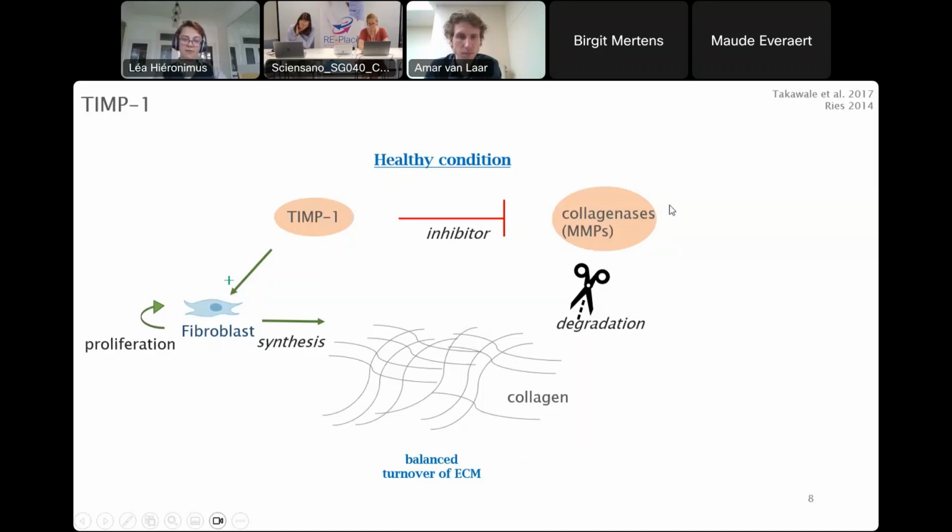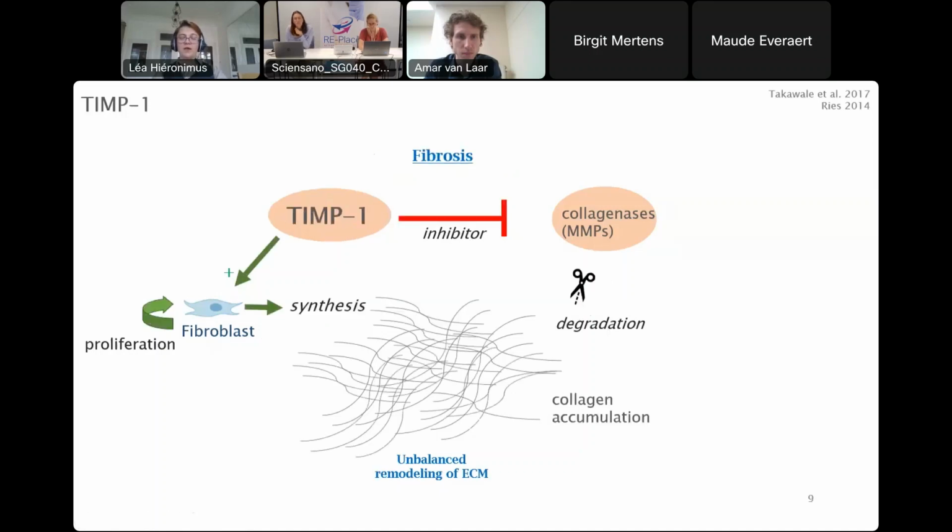This is the healthy, balanced turnover. But when there is an excess of TIMP1, which is the case in fibrotic granuloma, the excess of TIMP1 leads to collagen accumulation, and TIMP1 also acts as an inhibitor, as TIMP1 is tissue inhibitor of metalloproteinase 1. It inhibits collagenase, which amplifies the accumulation of collagen.